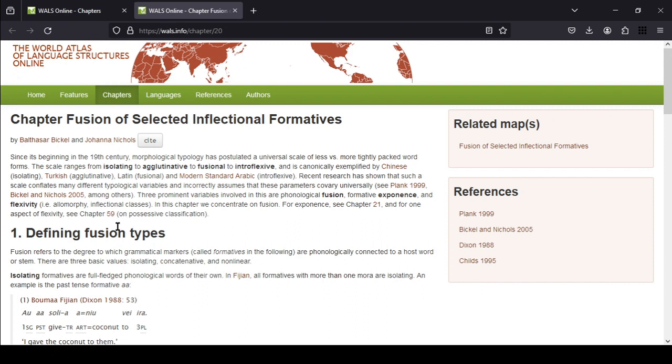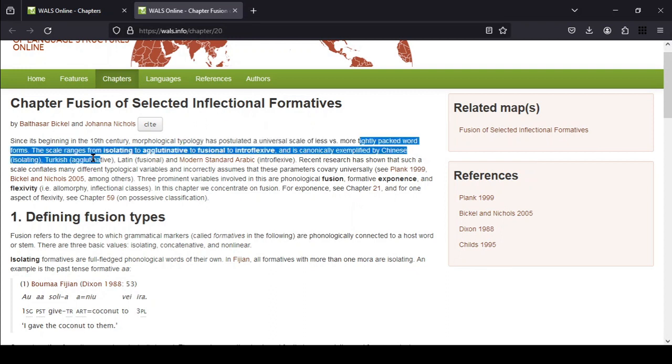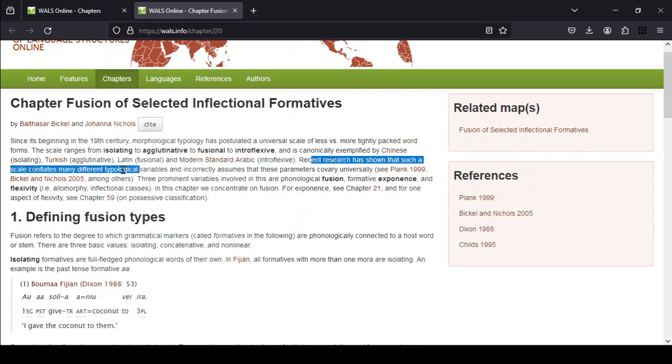Let's start. Chapter: Fusion of Selected Inflectional Morphemes by Balthazar Bickel and Johanna Nichols. Since its beginning in the 19th century, morphological typology has postulated a universal scale of less versus more tightly packed word forms. The scale ranges from isolating to agglutinative to fusional to interflexive and is canonically exemplified by Chinese as isolating, Turkish as agglutinative, Latin as fusional, and Modern Standard Arabic as interflexive. Recent research has shown that such a scale conflates many different typological variables and incorrectly assumes that these parameters covary universally. See Plank, among others.